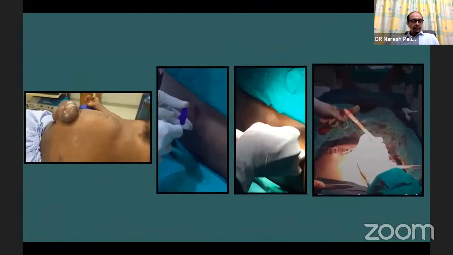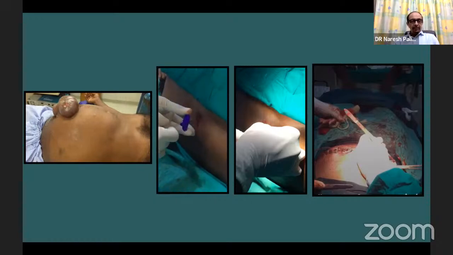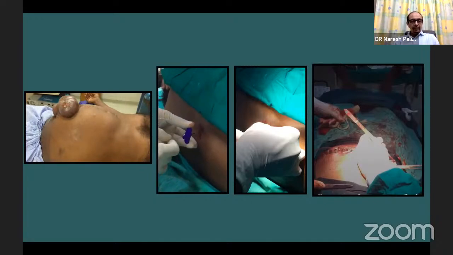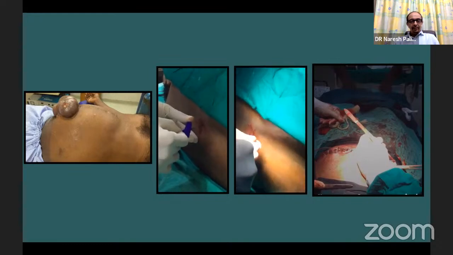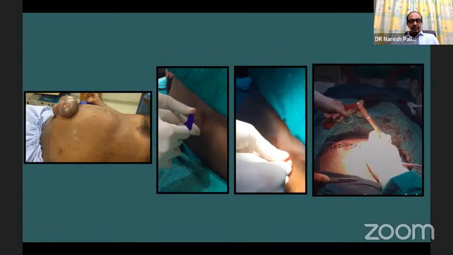This was obstructed umbilical hernia. You can see his respiration. It was done under combined spinal and epidural. Epidural being placed at T8-9, spinal at T9-10. There's a big transverse incision all over the abdomen.